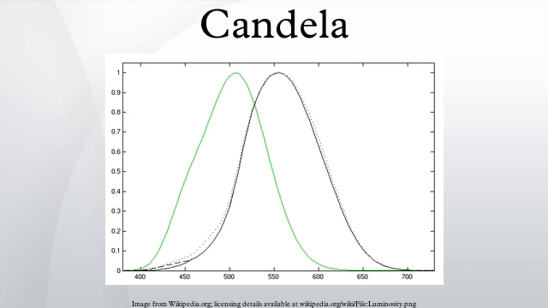The candela is the SI base unit of luminous intensity. That is, power emitted by a light source in a particular direction, weighted by the luminosity function. A common candle emits light with a luminous intensity of roughly 1 candela.